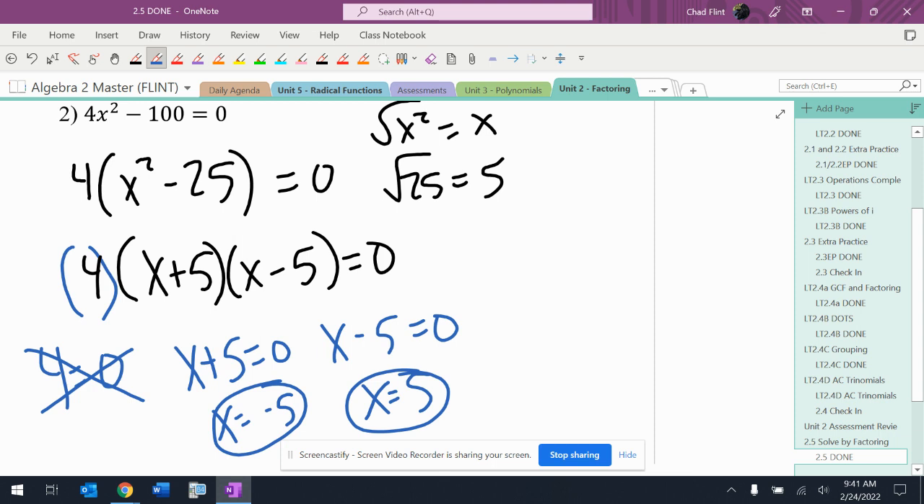You get -5, you get 5. That's it. And you can plug these back in and see if they work if you didn't believe that those are the answers, but they will work.